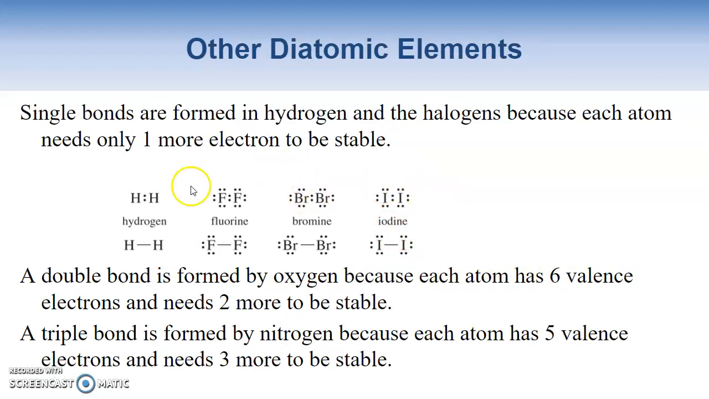Some other diatomic elements. Remember, we have hydrogen. All of our halogens are diatomic, and then single bonds are formed in hydrogen and the halogens. Okay, because they're going to share one set of electrons. And again, I'm going to show you guys this when we do our homework too.